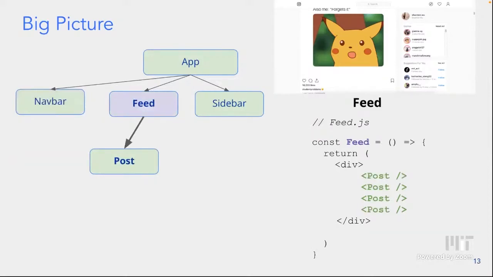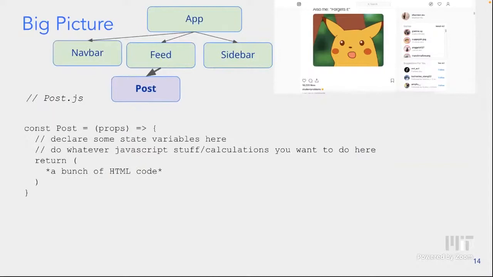And then the feed, we know, like your Instagram feed has tons of posts. So the code would just return all of the posts. And the post would be defined in its own file, and it would look like the same thing. So you define post as a constant, and it would take the props as an input, and it would do some JavaScript stuff as a JavaScript function. And then it would return HTML code.